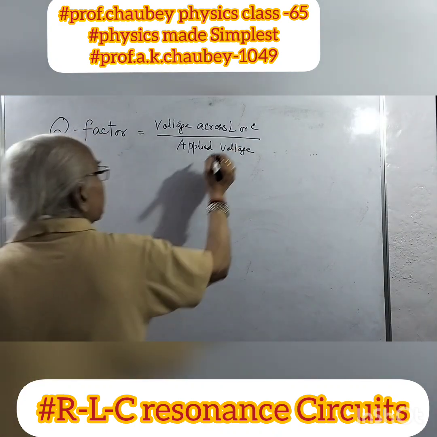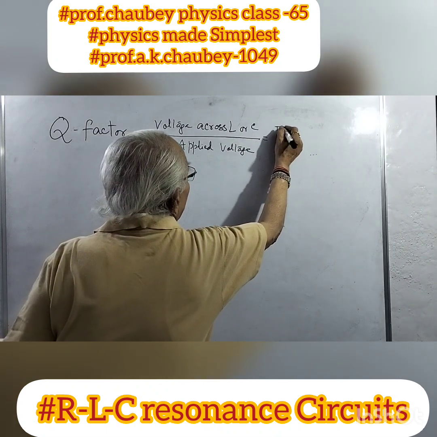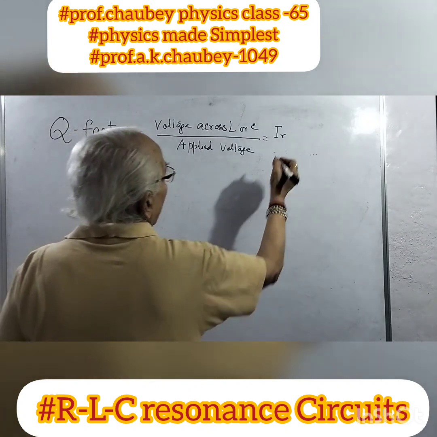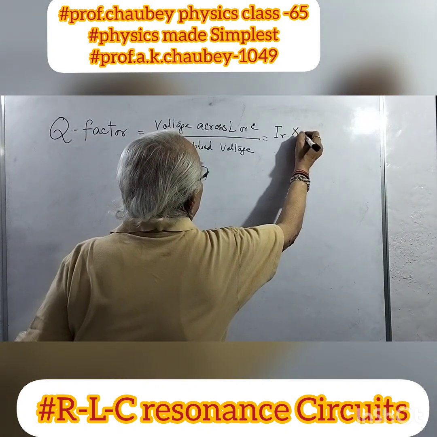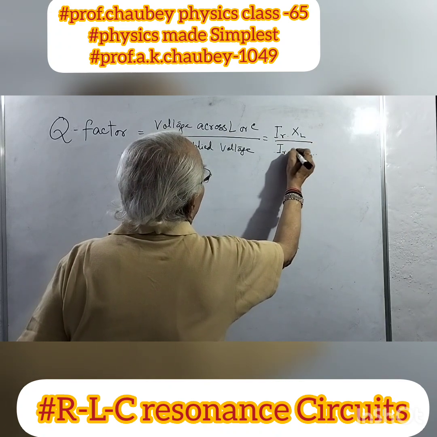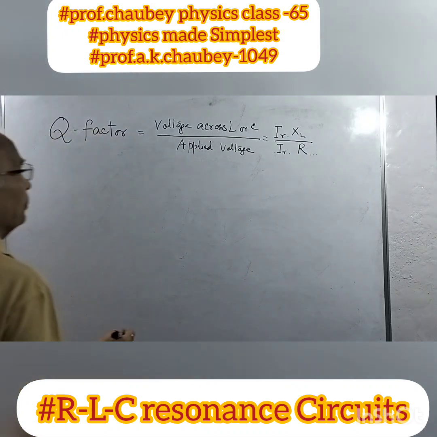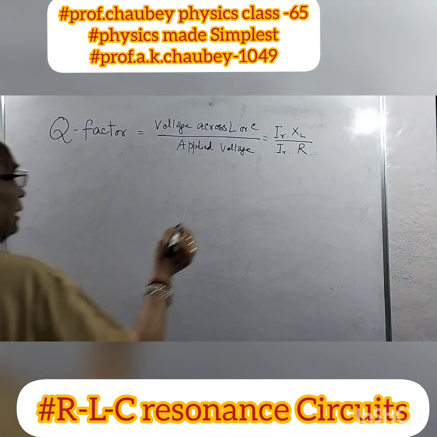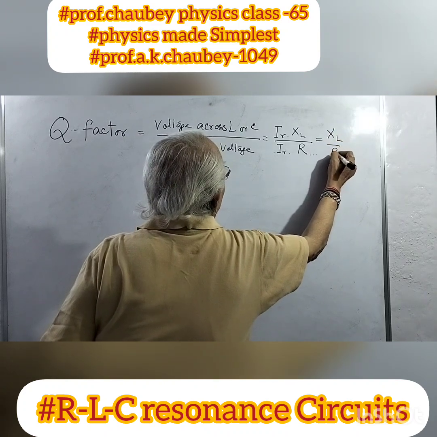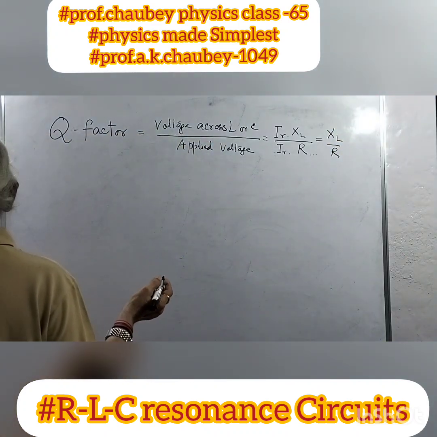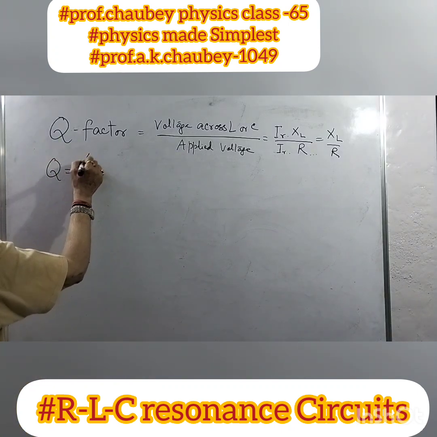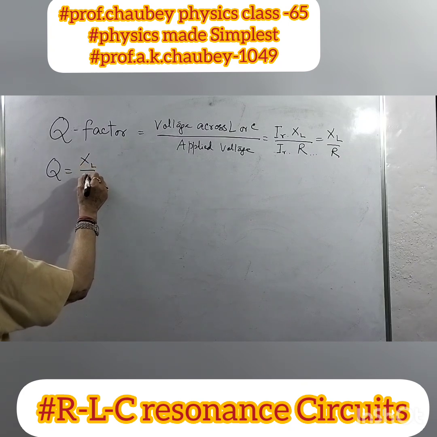So we have, say, current I_R at resonance frequency. Then the voltage across L is XL into I_R, divided by the R I_R drop. So this is simply XL over R. The quality factor, Q factor, is XL over R. That is, Q is equal to XL over R.